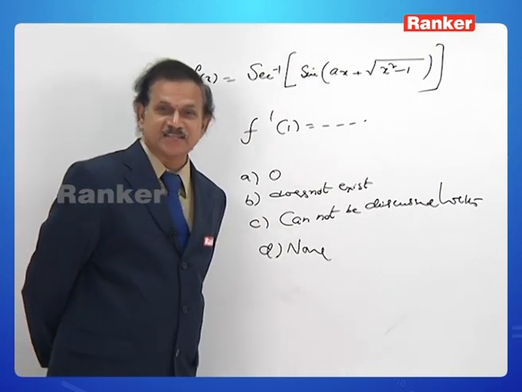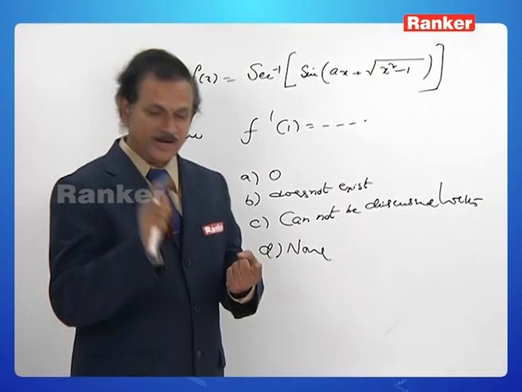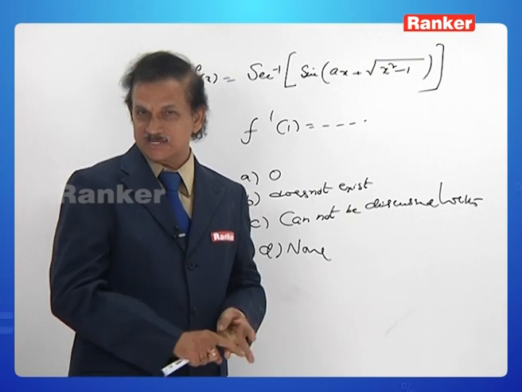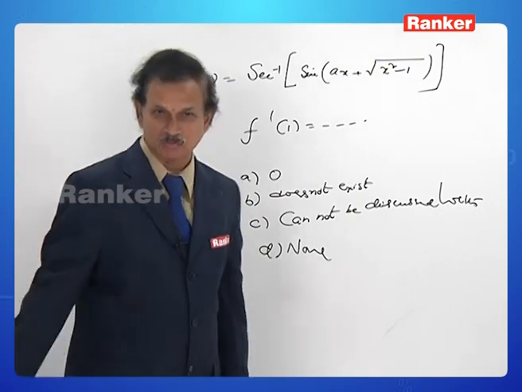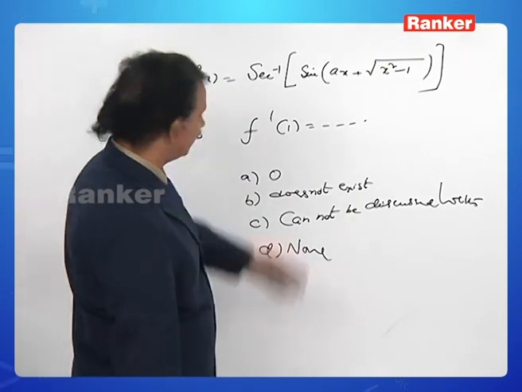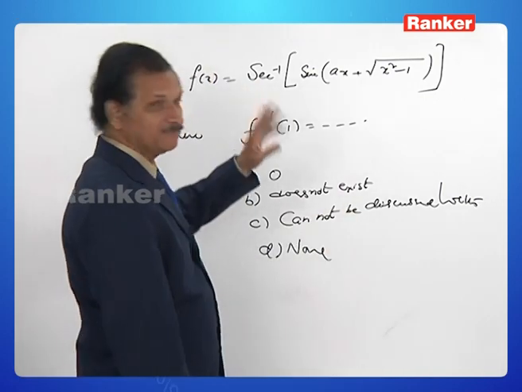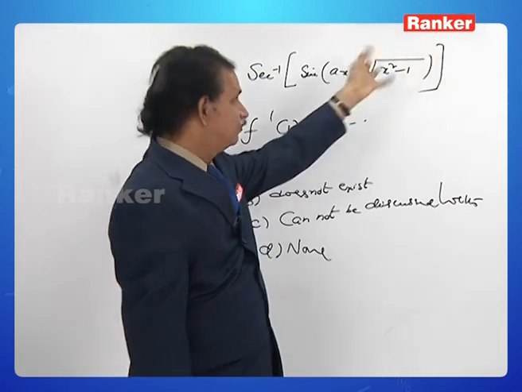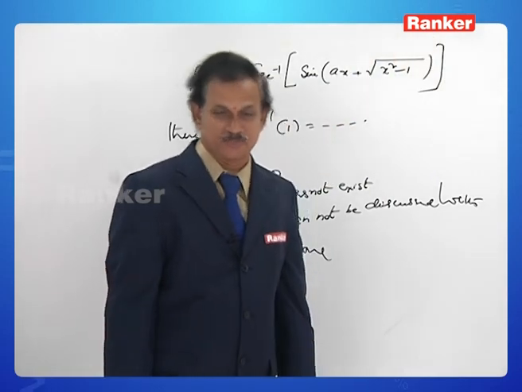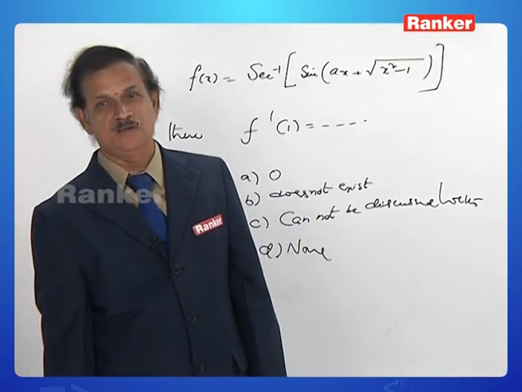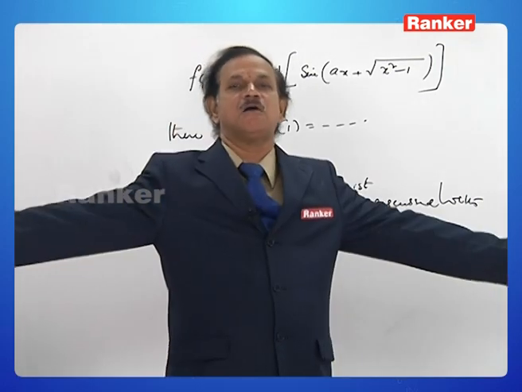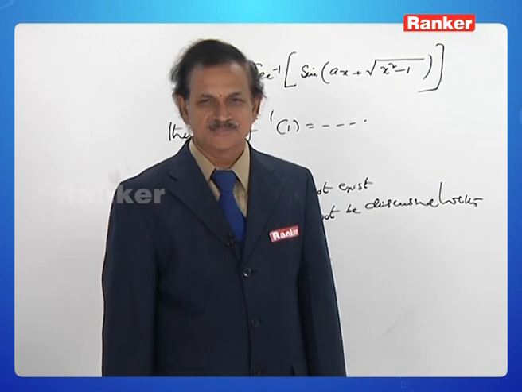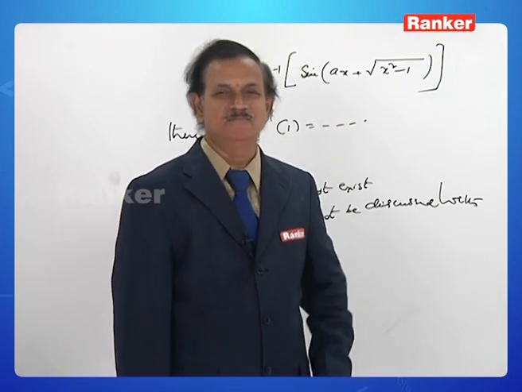How many functions are there, look at them: secant inverse function, sine function, a polynomial ax, and root of x square minus 1. People may think of it in a different way. They will be finding secant inverse of this entire thing assuming it to be some x, secant inverse x, 1 by x into square root of x square minus 1, and so on. They will be finding a large step at the end. Yes, there is a catch with the problem.